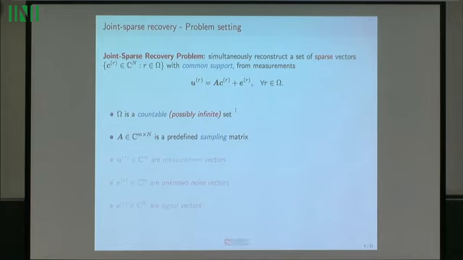Here, omega can be a countable, possibly infinite set. A is a predefined sampling matrix. u_r are my measurement vectors. These e_r vectors are unknown noise vectors, and the c_r are the signal vectors I want to recover.